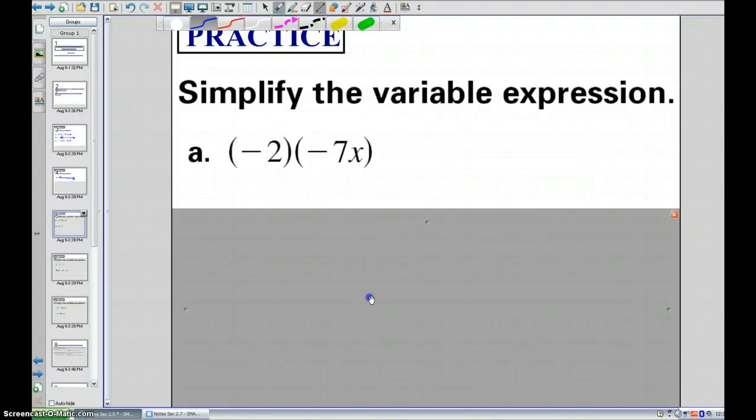And next, simplify the expression. Negative times a negative, simply multiply the 2 and then the coefficient of x here. We know we have to have a positive number because we have an even amount of negative terms, so 14x.